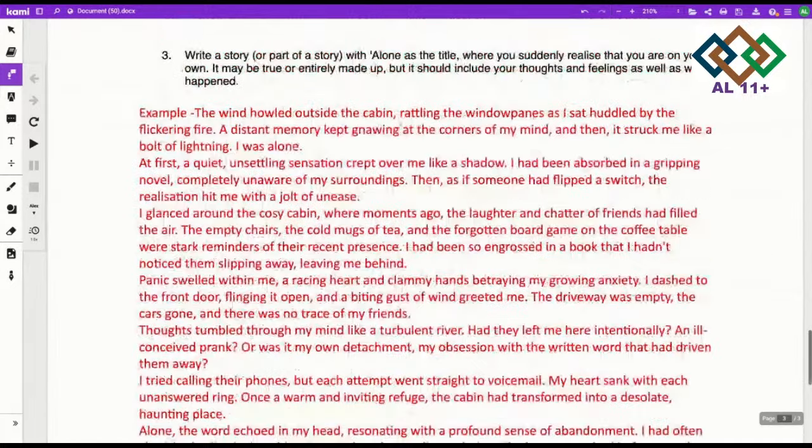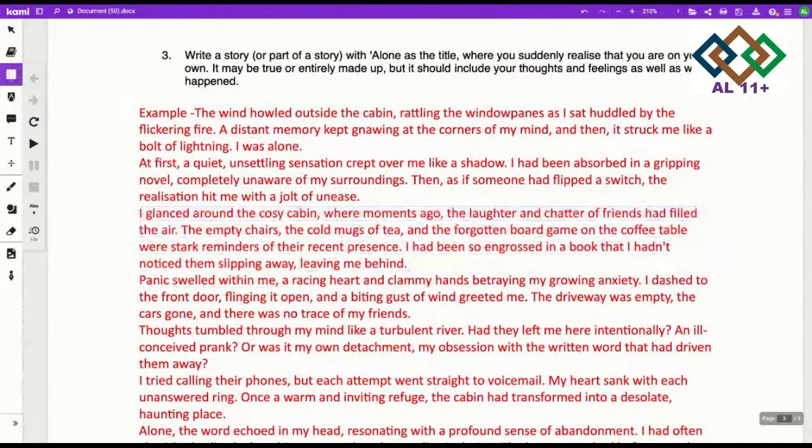The wind howled outside the cabin, rattling the window panes as I sat huddled by the flickering fire. A distant memory kept gnawing at the corners of my mind, and then it struck me like a bolt of lightning. I was alone. At first, a quiet, unsettling sensation crept over me like a shadow. I had been absorbed in a gripping novel, completely unaware of my surroundings. Then, as if someone had flipped a switch, the realization hit me with a jolt of unease.